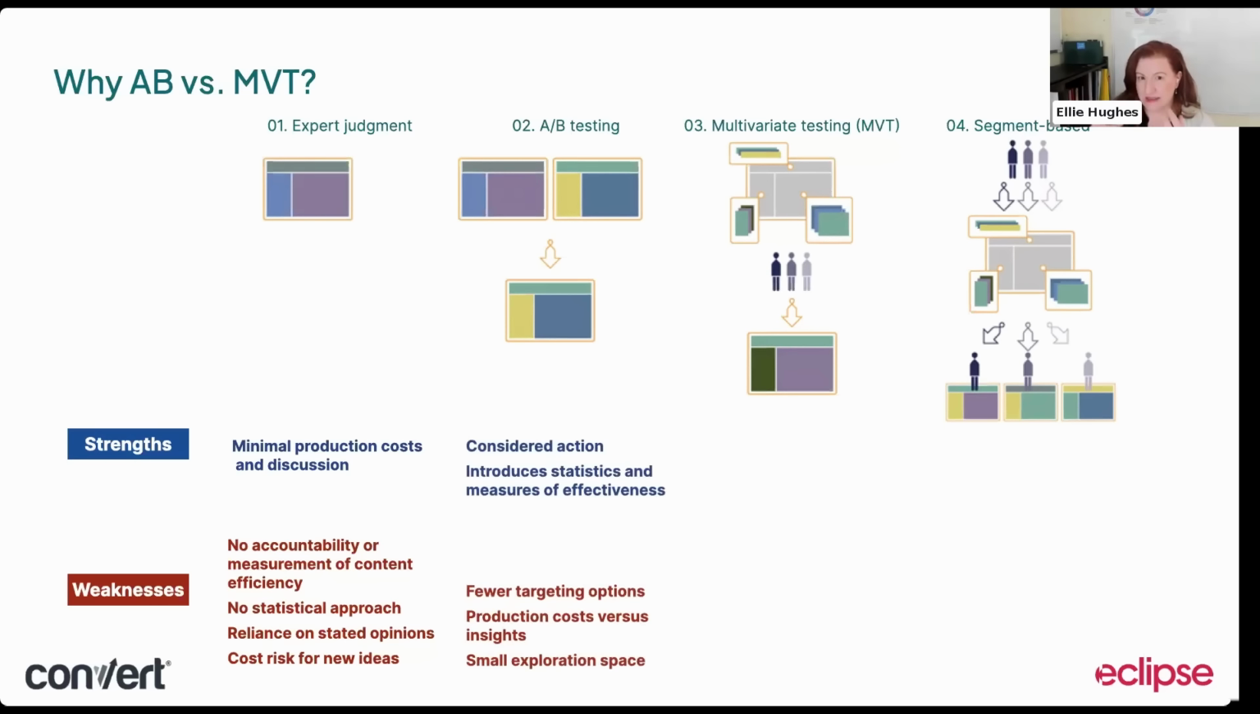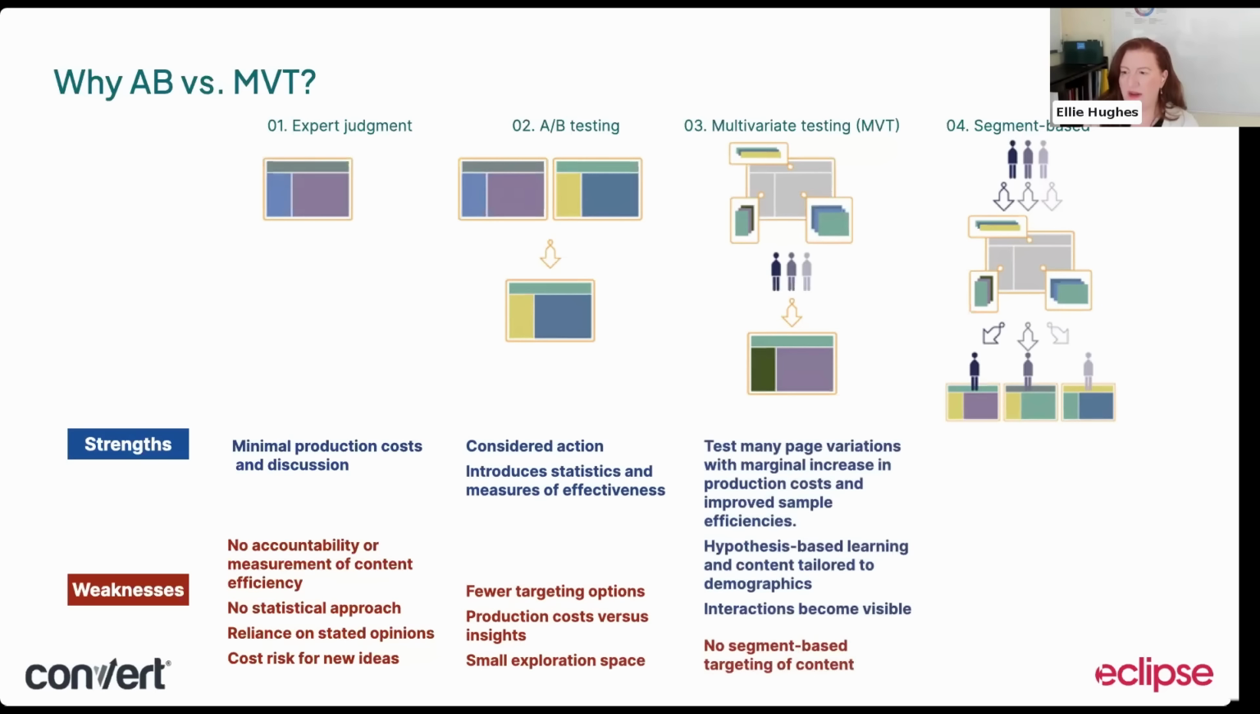A/B testing at least is a small improvement. You're considering what you're doing, you're introducing the basics of statistics, you're measuring the effectiveness of what you're doing, but you haven't targeted any users in a particular way. And actually, if you were to do lots and lots of sequential A/B tests, it wouldn't be as good from a cost perspective as trying to combine experiences together, which is the benefit of multivariate testing. You can test 2 or 3 hypotheses at the same time with the same amount of traffic, so you're more efficient with the traffic that you're using.